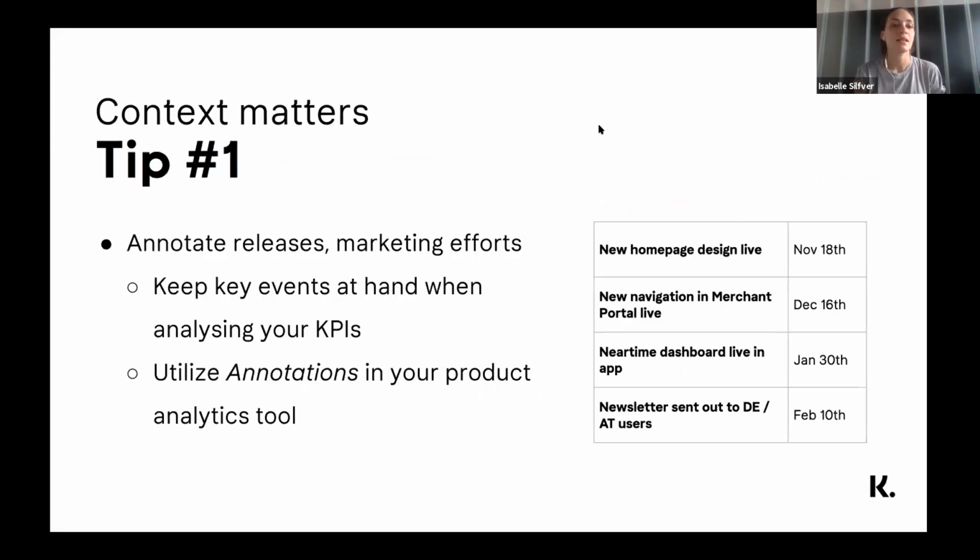So my tip is to annotate releases, your marketing efforts, and keep key events at hand when you're analyzing your KPIs. Something I usually use is the annotation tool in Google Analytics that's easily accessible. And I think Amplitude has the same thing.